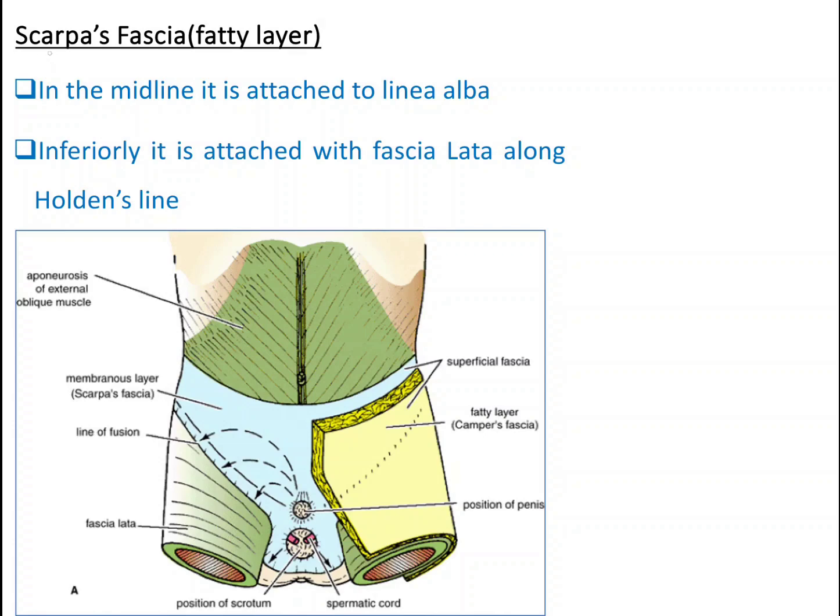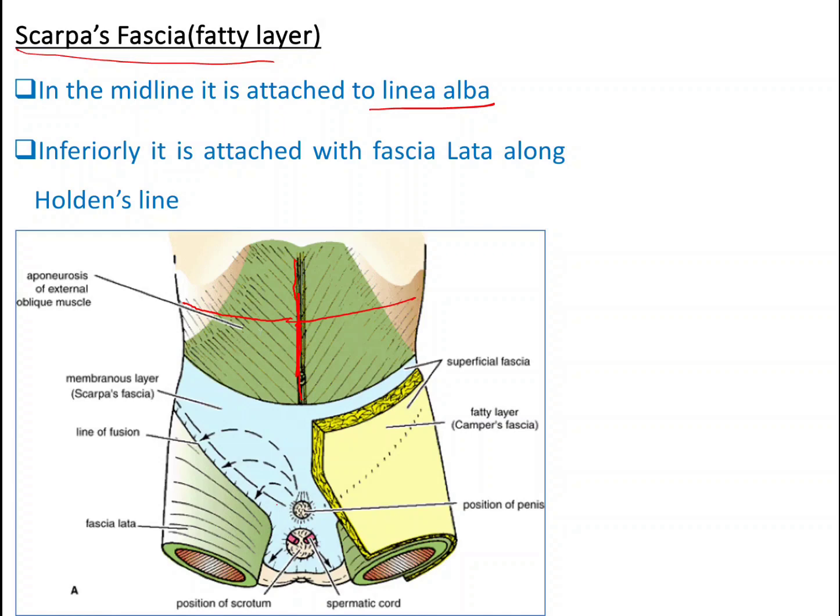Now what about the membranous layer, the fascia of Scarpa? So here you can see, if we draw here, we have the membranous layer on either side. In the midline, this membranous layer is attached to the linea alba. You know, the linea alba is the median white line. It is attached to the median linea alba, and here we have the inguinal ligament.